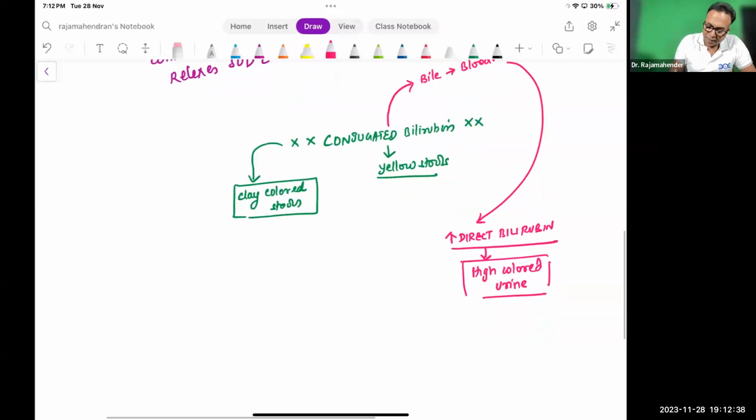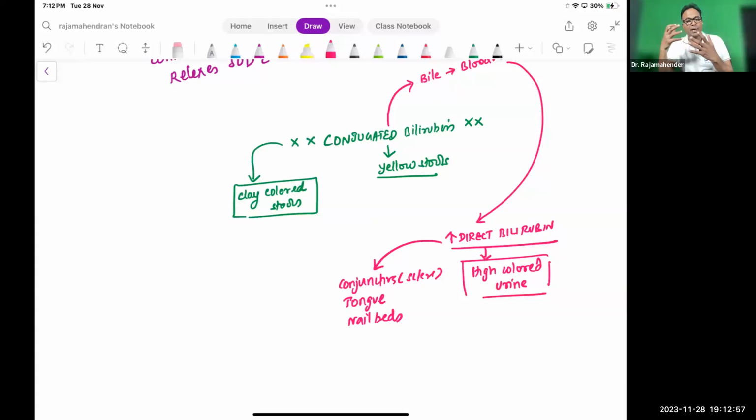Therefore, this increased direct bilirubin will settle in various places like in the cornea, in the conjunctiva or sclera. You can say the sclera becomes yellow. Under the surface of the tongue, there will be yellow. Nail beds, all these places will become yellow. So the bilirubin will get deposited in the sclera, tongue, nail beds, everywhere. So the patient becomes yellowish.